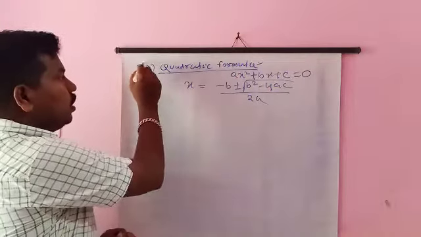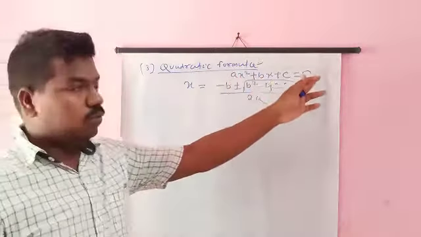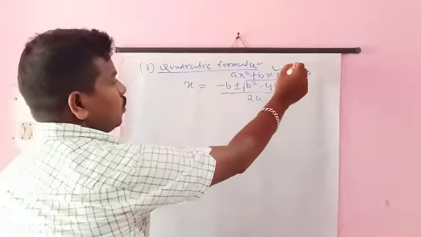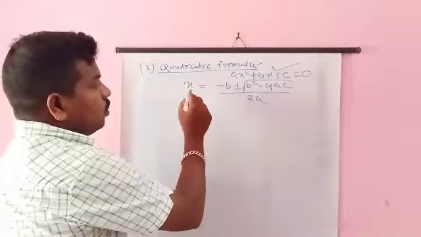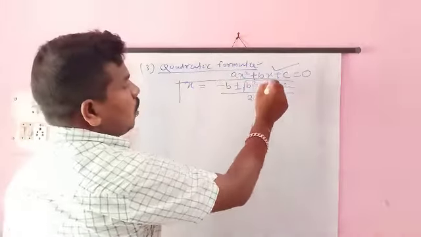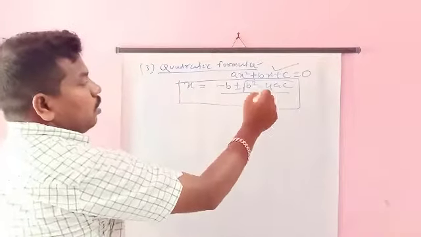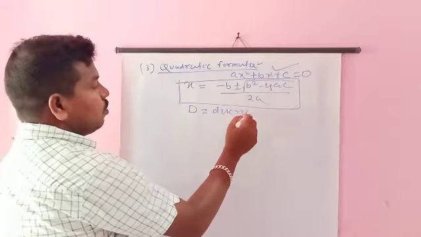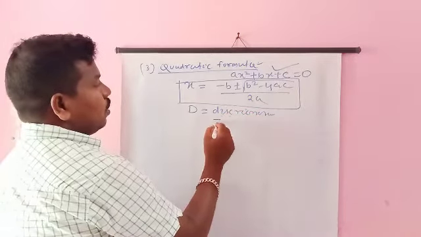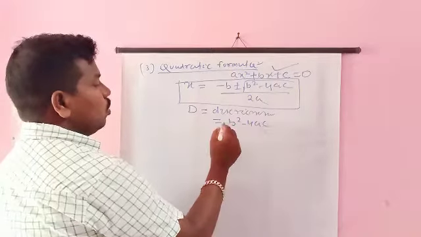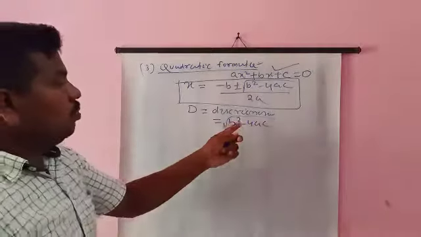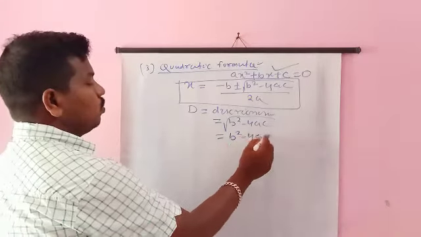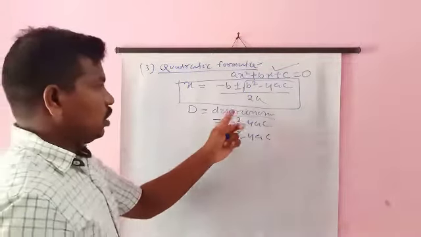The quadratic formula is the third method to find the roots or solution of the quadratic equation ax square plus bx plus c equal to 0. This is the standard form of a quadratic equation, which was already discussed in the previous video. So x equal to minus b plus minus root over b square minus 4ac, by 2a. Here D is known as the discriminant. D equal to discriminant equal to b square minus 4ac.